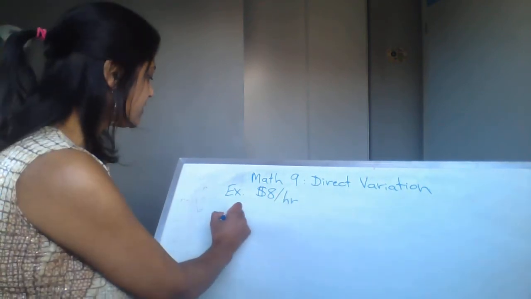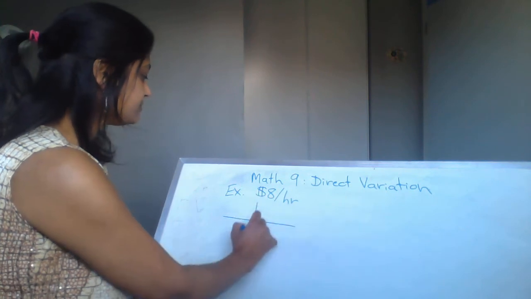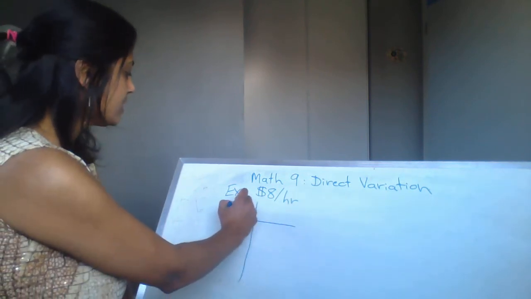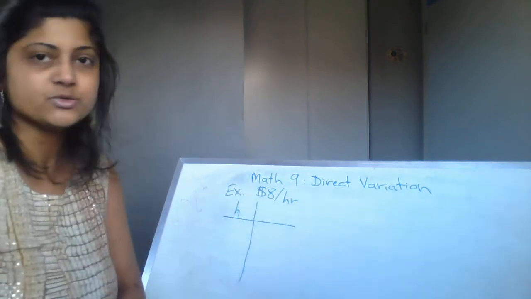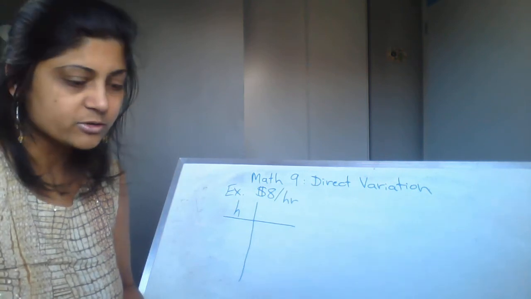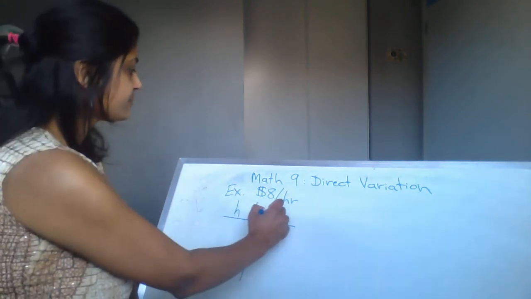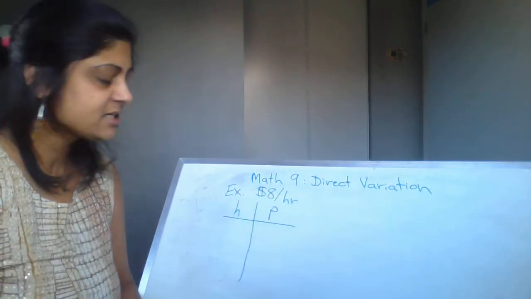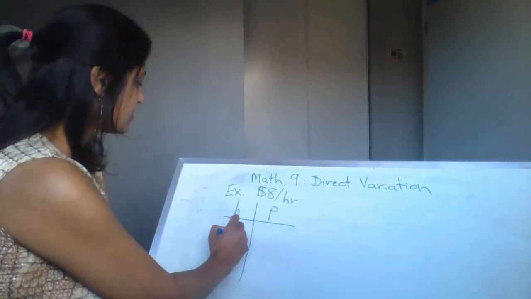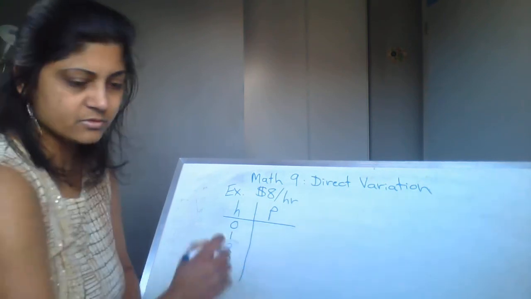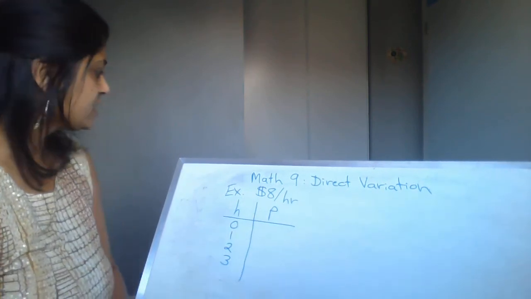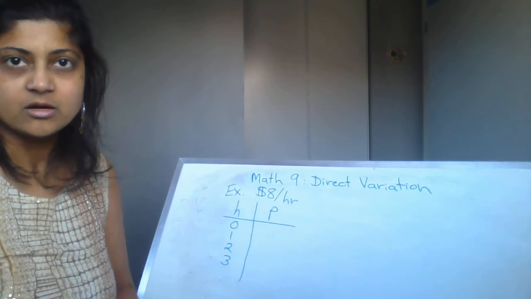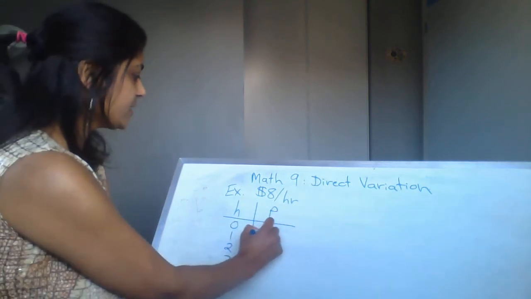Okay, so we're just going to make a table on this side here, like this. And let's use H here. So H represents the number of hours that she's working, and then P represents her pay. All right, so it says to use 0 to 3 hours here. So if she doesn't work at all, then she's not making any money.